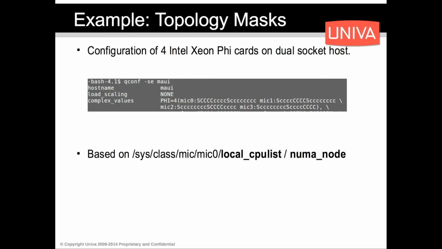When you install an Intel Xeon Phi driver, then you will also have new directories in the sys class file system. Here you have the mic 0 directory, which contains the local CPU list and also a file NUMA node. In those files, you can find the core numbers and socket numbers which are near to that device. It is very similar with GPU devices: you can also inspect the sys file system and figure out which coprocessor or which GPU number is near which cores.